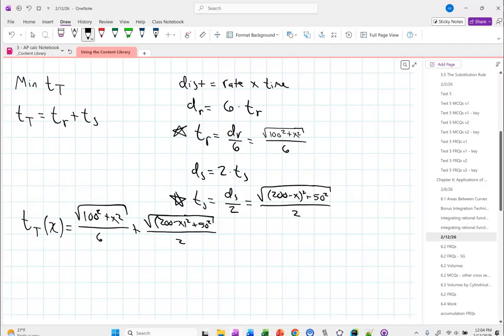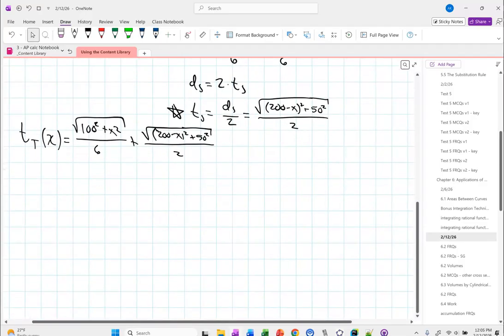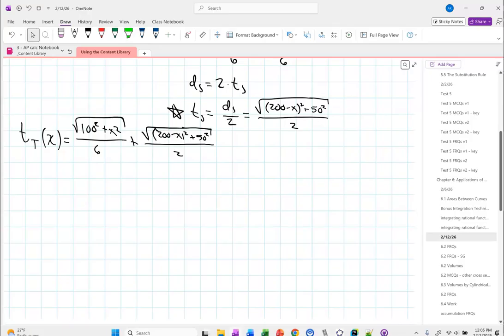I wrote an equation for that quantity I wanted to optimize in terms of a single variable. Okay. Next thing I need to do is look at the domain of this function. So what are the values for x that will be realistic? What's the smallest value that x could be?